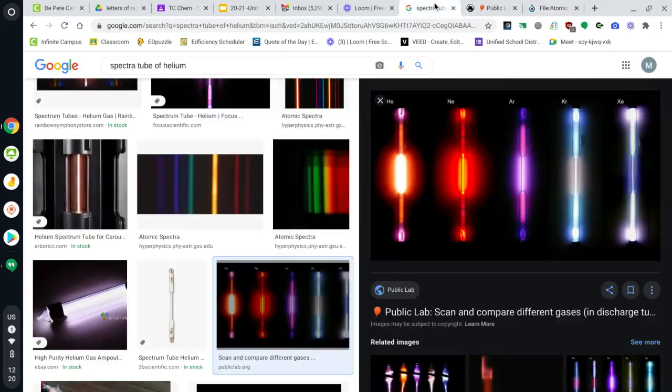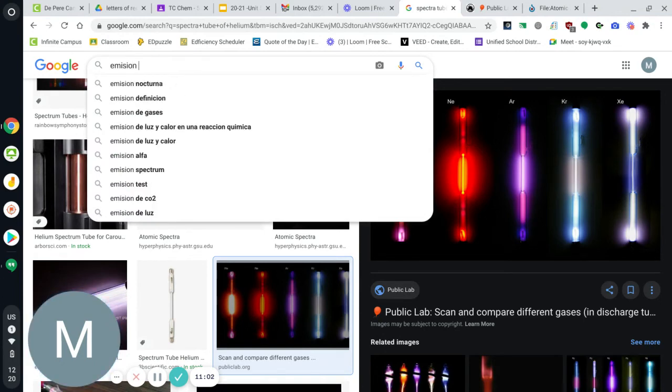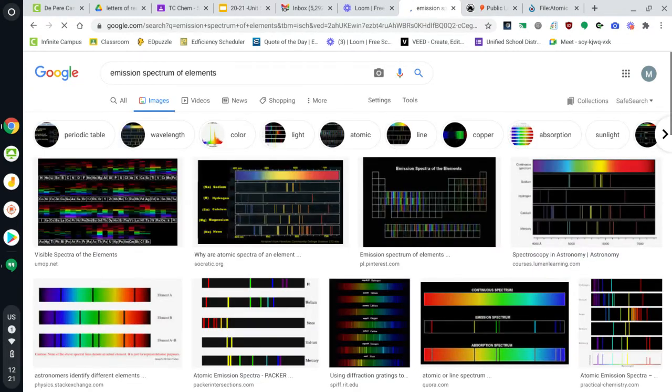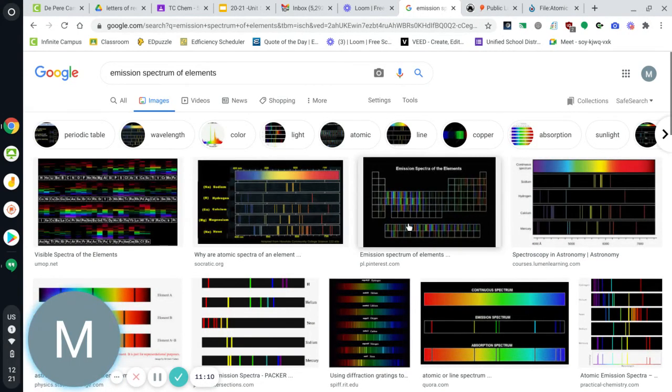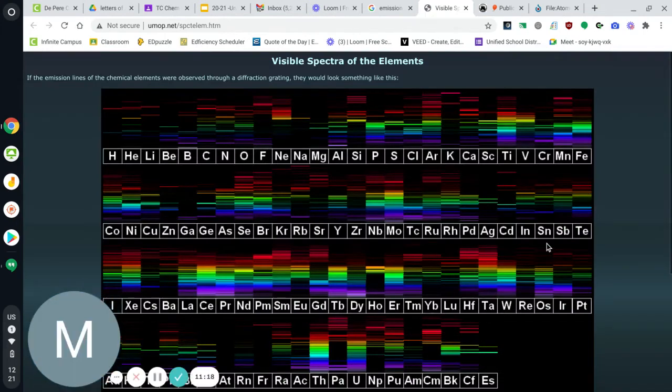In fact, let's play around a little bit. Let's just do an emission spectrum of elements. I don't know what we'll get. Be nice if there's like a periodic table of the emission spectrum. Oh my gosh, look at this. I was just asking, and then look at this one. Look at this, children. Look. Specific fingerprint of each one.